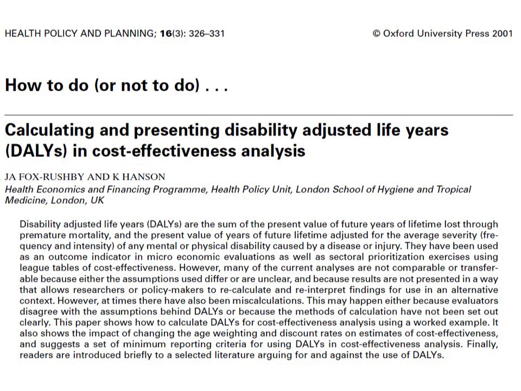I will be following the approach in the paper that was circulated to you, based on the Fox-Rushby and Hansen paper, Calculating and Presenting Disability-Adjusted Life Years in Cost-Effectiveness Analysis. That handholds you through the calculations and tells you a bit more about DALYs. So for background on this, but also if you want to go off and do them, please refer to this paper.